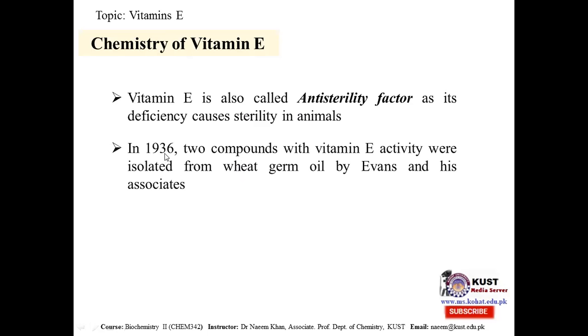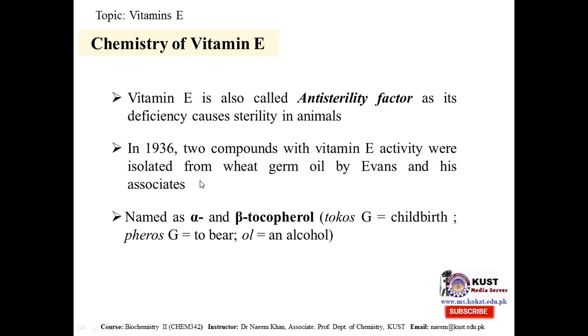From history, in 1936, it is believed that two compounds having activity like vitamin E were isolated from the wheat germ oil. Wheat germ oil is actually the most commonly known source of vitamin E. So in 1936, two compounds were obtained from the wheat germ oil by Evans and his associates for the first time, and these resulted in the discovery of vitamin E. These two compounds isolated by Evans and his associates were named alpha and beta tocopherols.